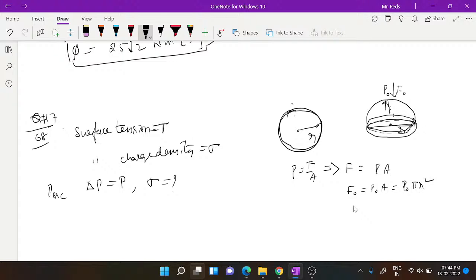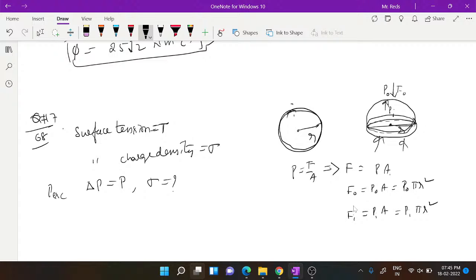Whereas the inside pressure, if you take it as Pi, the inside force is Pi into A. The area will be the same, the cross-sectional area. So it is Pi into area, which will be pi r square only. If they're equal, they'll actually be in equilibrium.